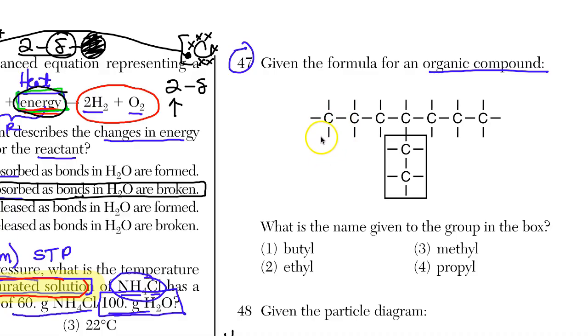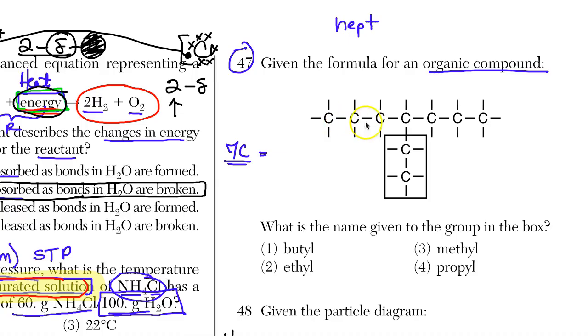I know they're not asking us to name the entire compound, but doing so will help us understand what they're pointing to. So we know this is 1, 2, 3, 4, 5, 6, 7. Again, if I count the other way, 1, 2, 3, 4, 5, 6, 7. The first thing we do is find the longest continuous chain of carbons. So we found that there's a 7 carbon chain, and so the prefix is called hept. Okay, so that's a hept.